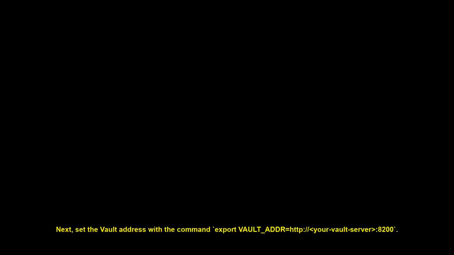Next, set the Vault address with the command export VAULT_ADDR equals http://your-vault-server:8200. Replace your vault server with the actual address of your Vault server.